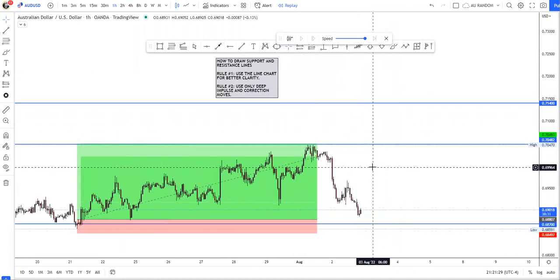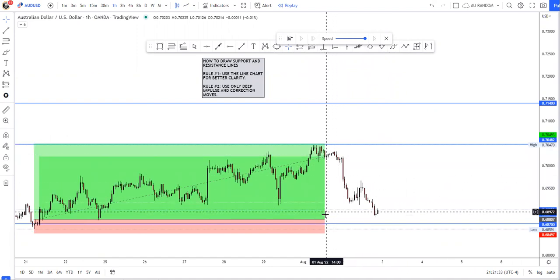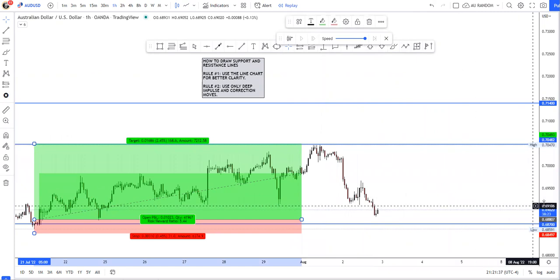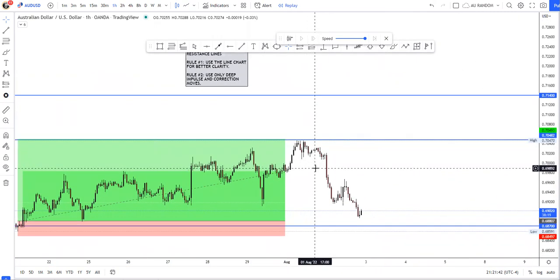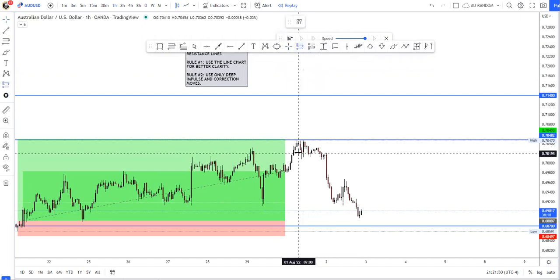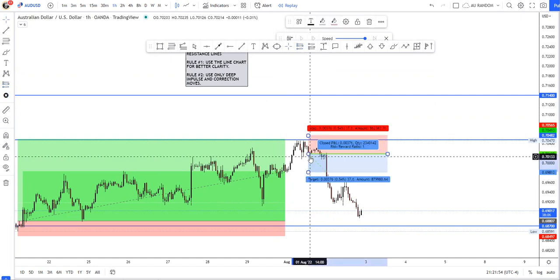So let's say in this example, price came up to your area, and now you're looking for a break of support, excuse me. Let's say your entry would come about when this candle breaks under. That's a clean break, boom.